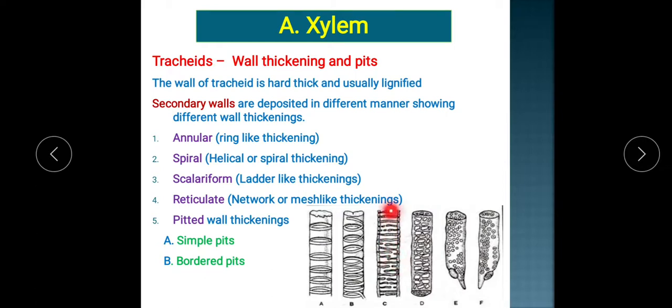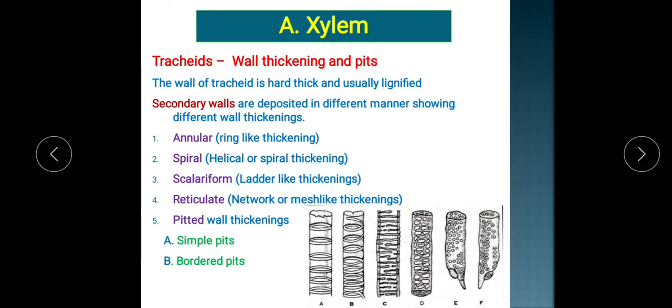Then the third one is the scalariform, which is ladder-like. In this diagram you can see this is the ladder-like thickening. It is called the scalariform type of wall thickening. Then the reticulate, which is a network or mesh-like thickening. And the last one is called the pitted. Pitted means these are the pits, which are only the unthickened areas, and it is due to the absence of the secondary wall.